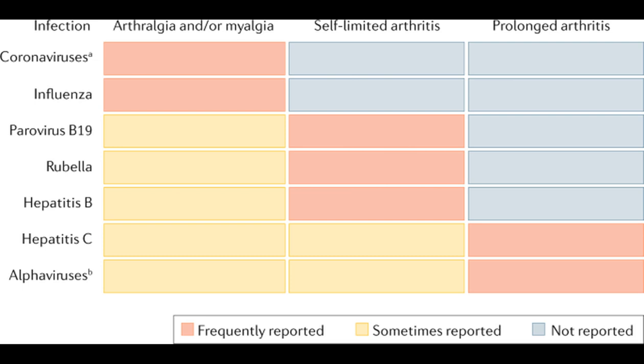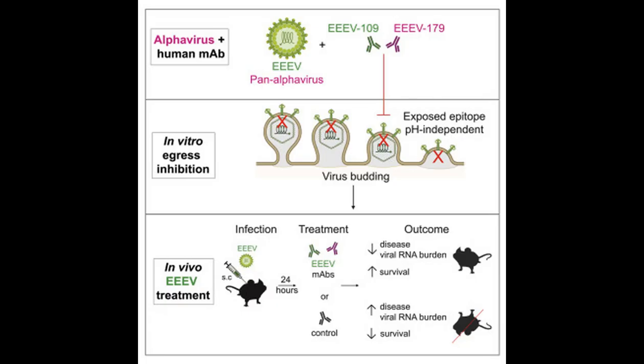factors to prevent outbreaks. Treatment and management of alphaviruses. Alphaviruses, a group of RNA viruses, including chikungunya and Eastern equine encephalitis, pose a significant challenge for treatment and management, primarily due to the lack of specific antivirals and vaccines.